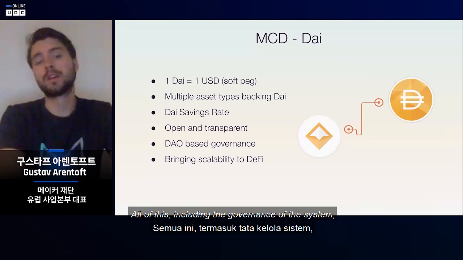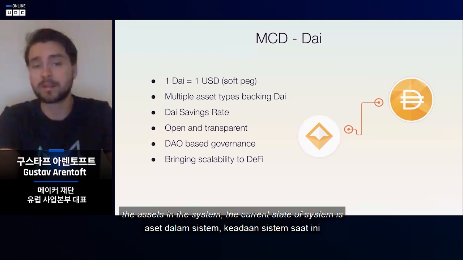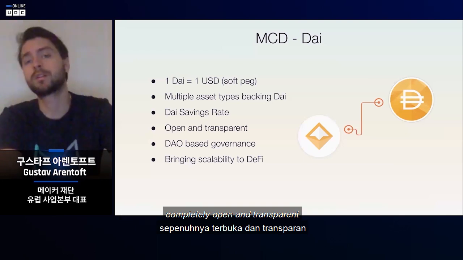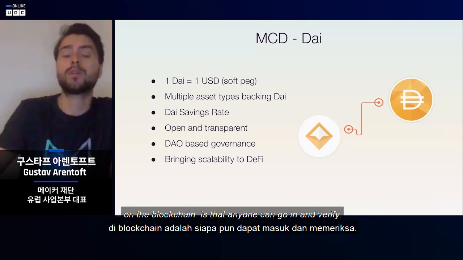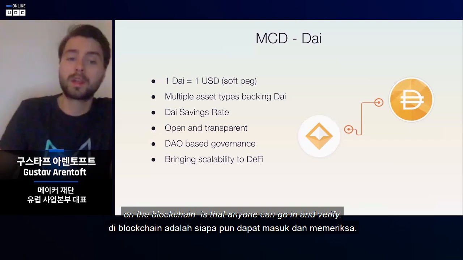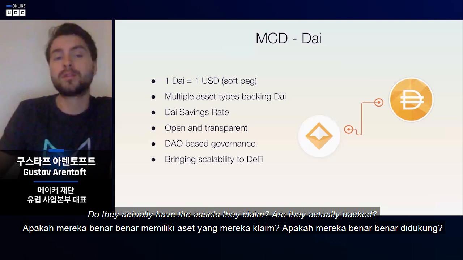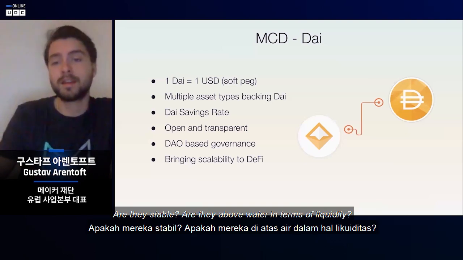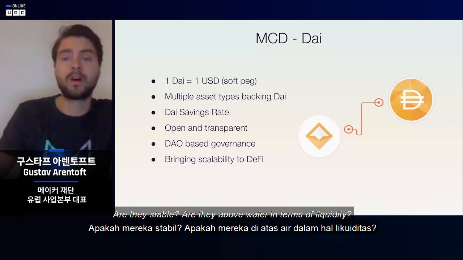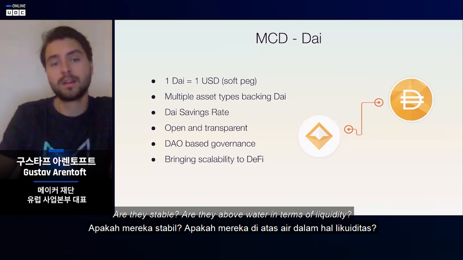And all of this, including the governance of the system, the assets in the system, the current state of the system, is completely open and transparent. Which is one of the key features of having these DeFi protocols on the blockchain, that anyone can go in and verify, do they actually have the assets they claim? Are they actually backed? Are they stable? Are they above water in terms of liquidity?